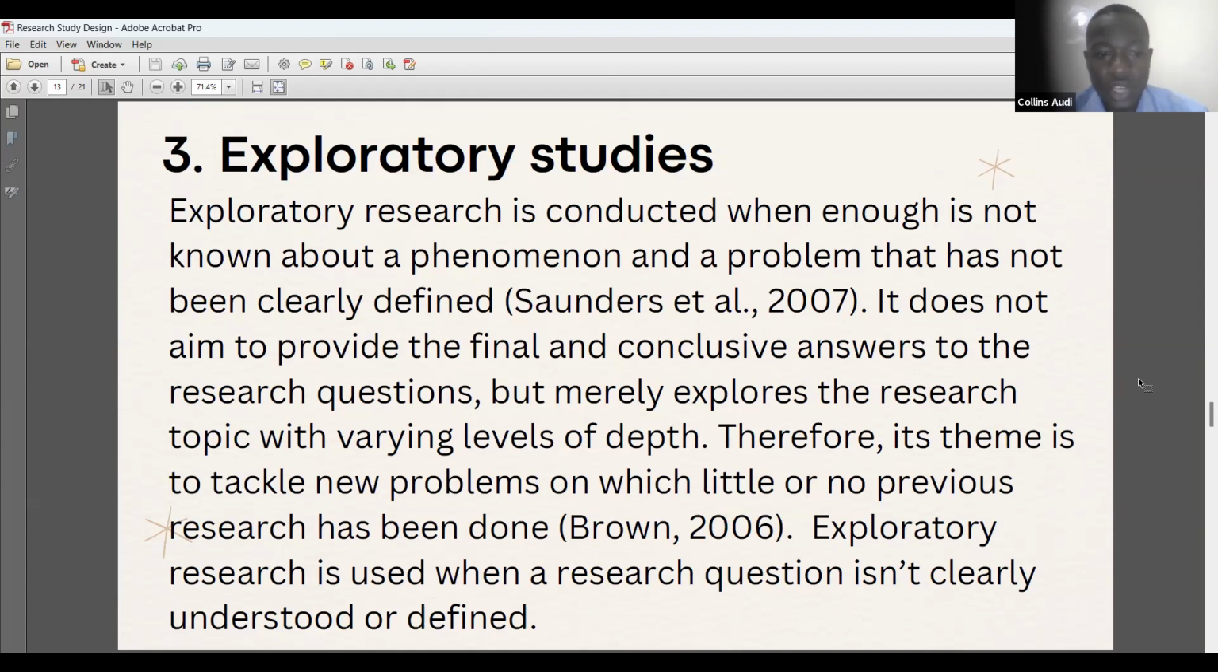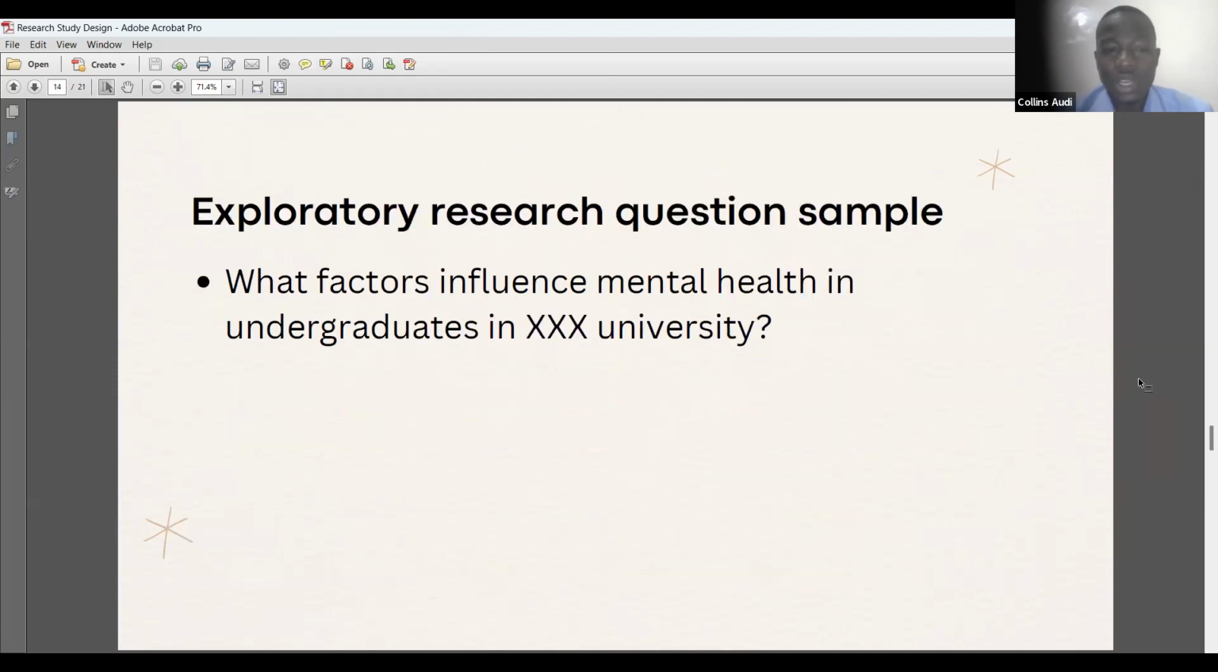Additionally, it is used when we have a research question that is not clearly understood or defined. An example of an exploratory research question: what factors influence mental health in undergraduates, maybe in a particular university? This is an open question where the person has to talk about the details.